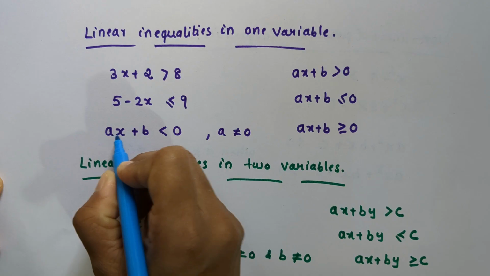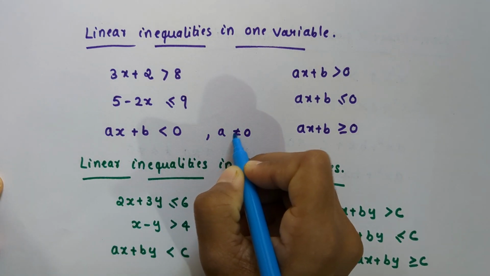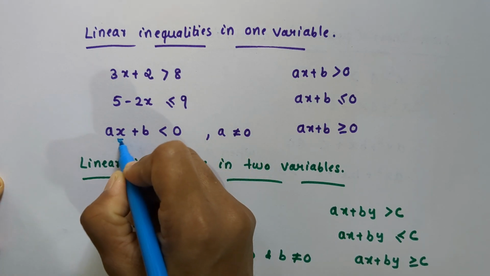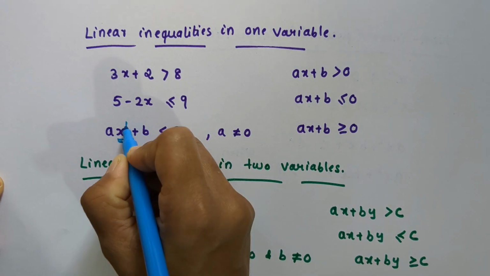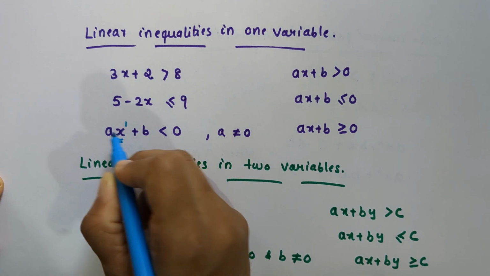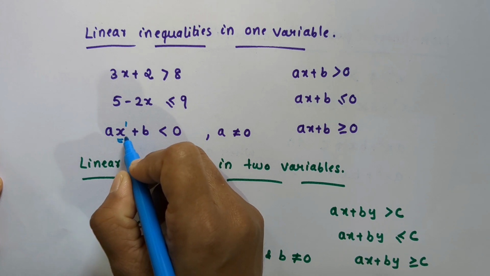Similarly, if you consider ax plus b less than 0, provided a not equal to 0, it is a linear inequality in one variable because it has only one variable x and the highest power of x, meaning x raised to 1. So the highest power of x is 1 here. a and b are constants or real numbers. So this is an example of a linear inequality in one variable.